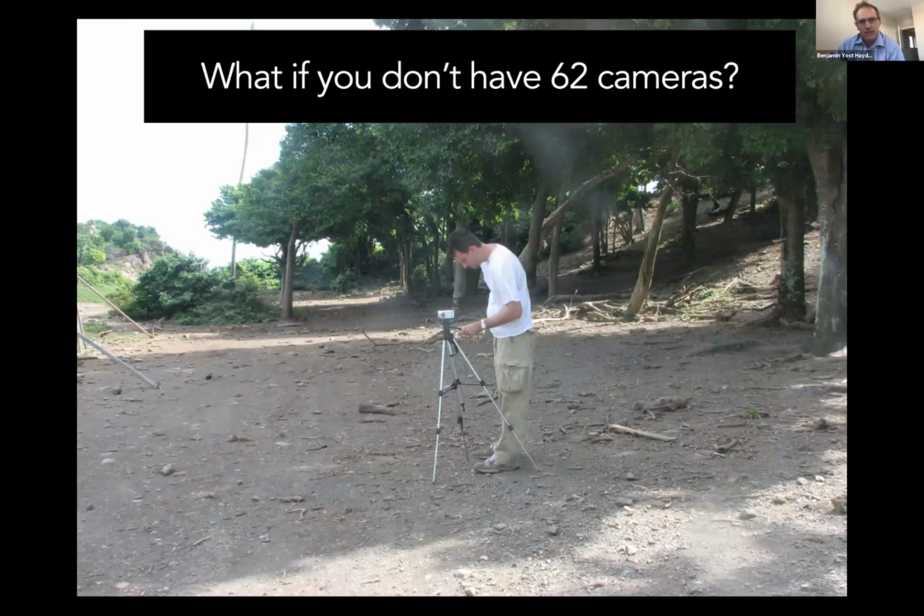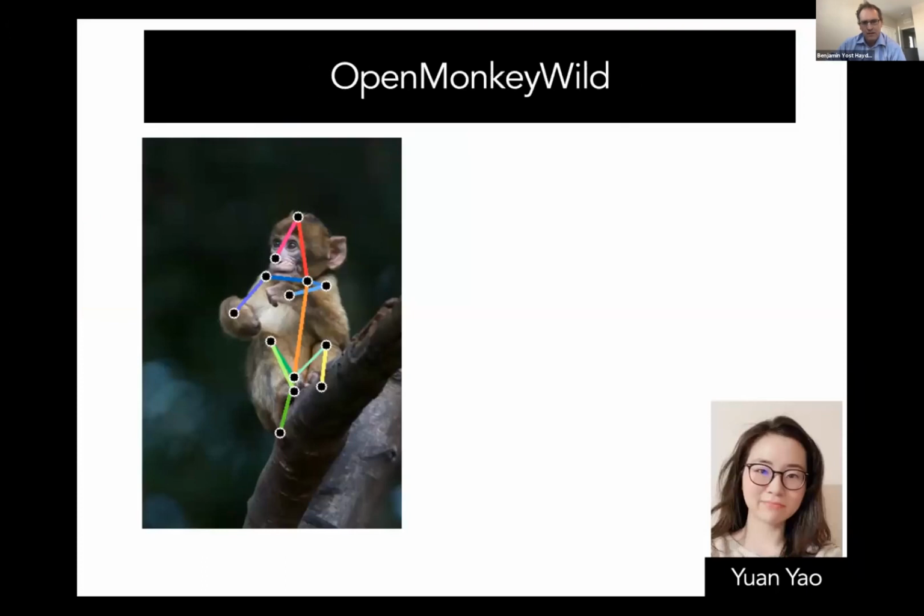And so we're going to basically leverage what we've already done to start doing tracking with a minimal number of cameras, even down to as low as 1 camera. And so this is Yuan's project. And this is kind of the first image we've shown of our new system that we're calling OpenMonkey Wild. And it's actually very powerful.